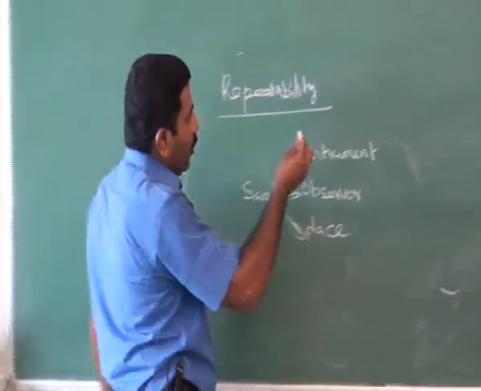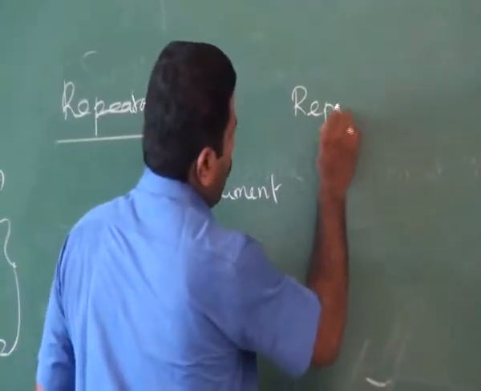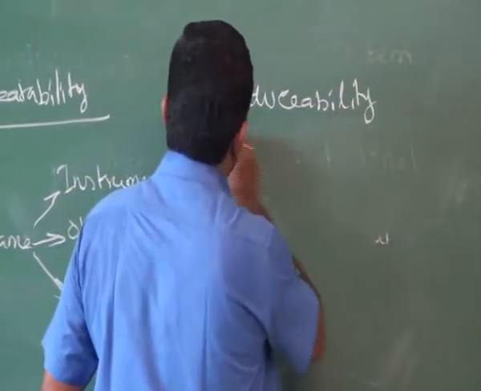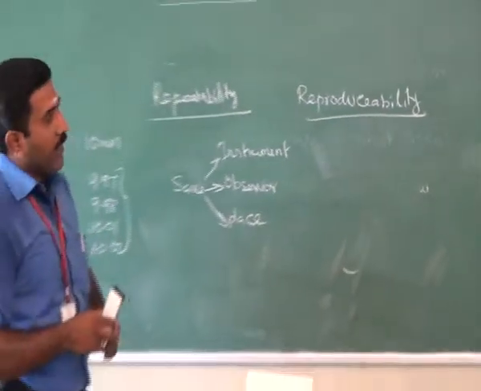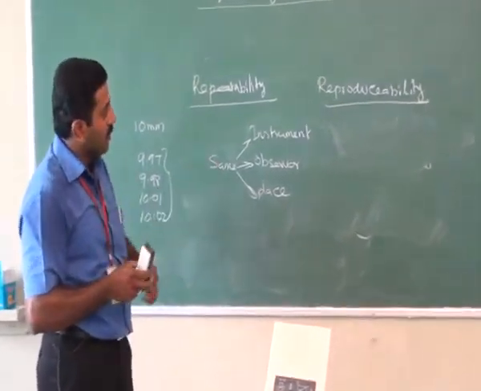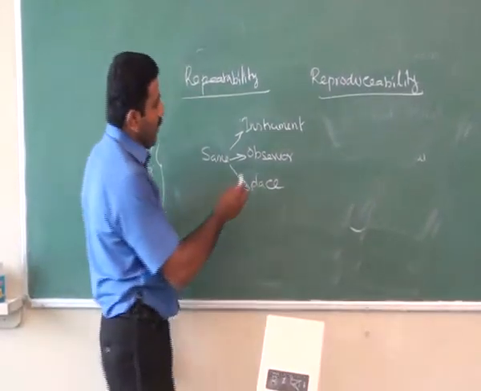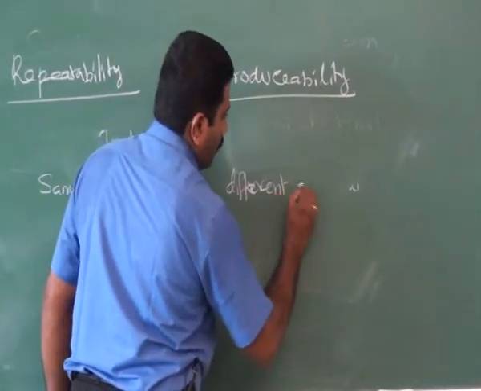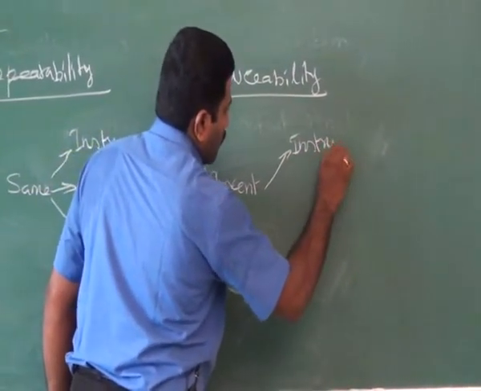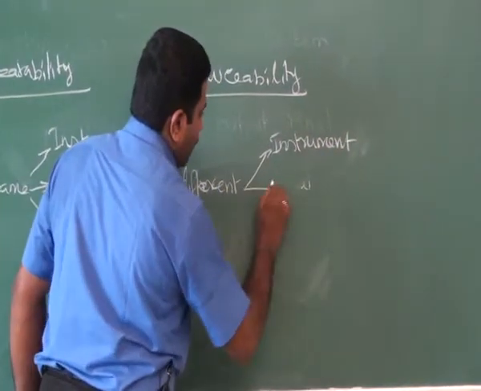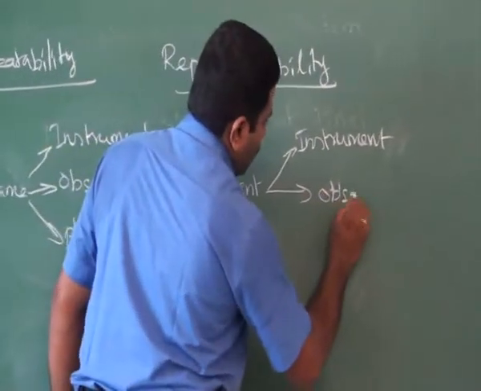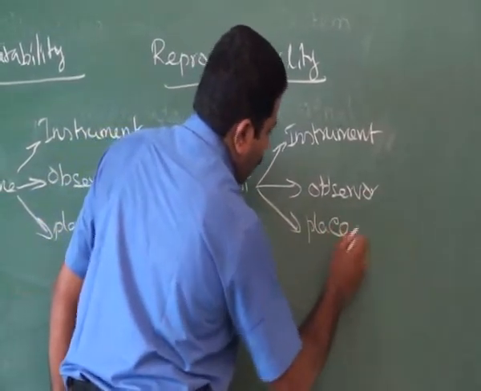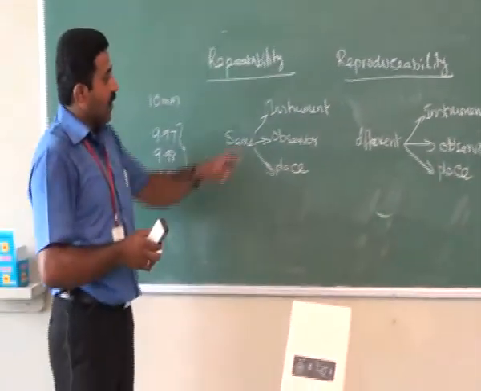And then reproducibility. What is the meaning of reproducibility? We take the same reading repeatedly, but with a different instrument, a different observer, and a different place. So it will not give the correct reading.